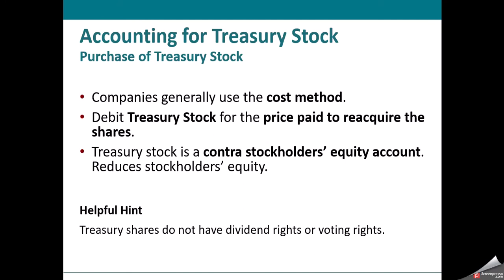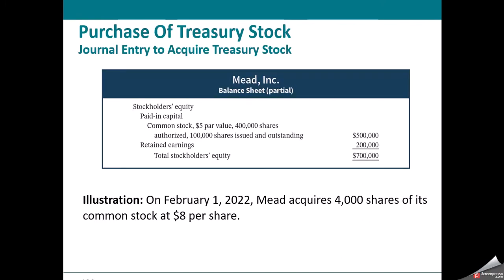The treasury stock is a contra stockholders equity account. So again, think of what a contra account is. It means it's an opposite direction. So stockholders equity is normally a credit. This is going to be a debit. And there are no dividends, because they're not going to pay dividends back to ourselves. And obviously, we can't vote. The company itself can't vote on those issues.